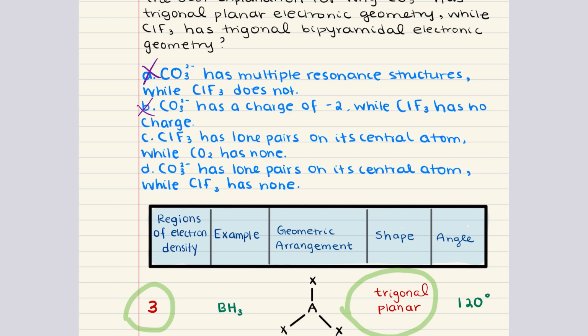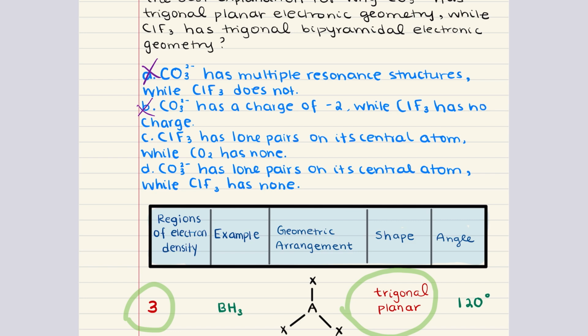C says chlorine trifluoride has lone pairs on its central atom, while carbonate has none. This statement correctly addresses the difference in electron pair arrangements that directly influence the electronic geometry. Chlorine trifluoride has 2 lone pairs on the central chlorine atom, which results in a trigonal bipyramidal electronic geometry, while carbonate has no lone pairs on the central carbon atom, resulting in a trigonal planar geometry. So even though both of these molecules have 3 bonds, those lone pairs on chlorine trifluoride result in that molecule having a completely different electronic geometry than carbonate.